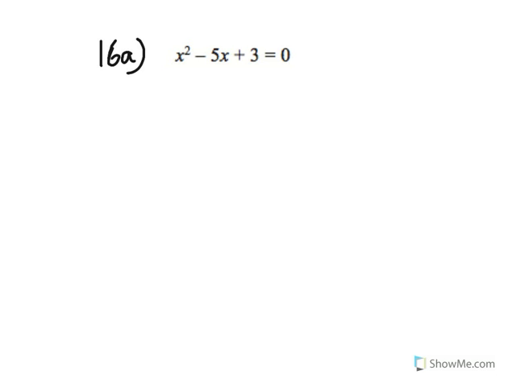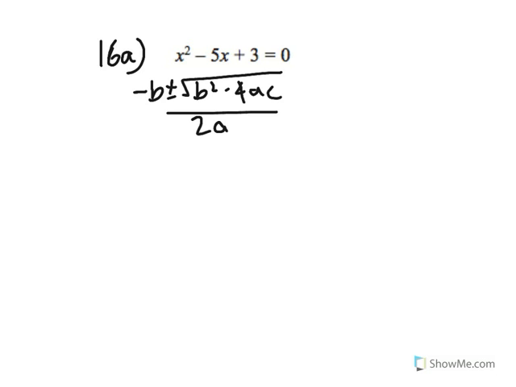Alright, so 16a is basically asking you to factorize this quadratic equation. Now we can't factorize it using the simple method we normally use. We have to factorize it using the quadratic formula, which is minus b plus or minus the square root of b squared minus 4ac, over 2a. Now you might be wondering what a, b, and c are. Well, a is the coefficient of x squared, which is in this case 1. b is this number over here, which is negative 5. And c is positive 3. So all you have to do is substitute it into this equation, and you'll find your two values of x.